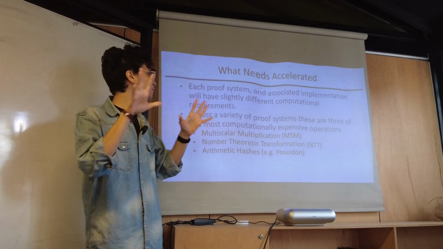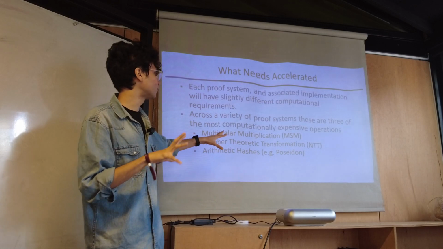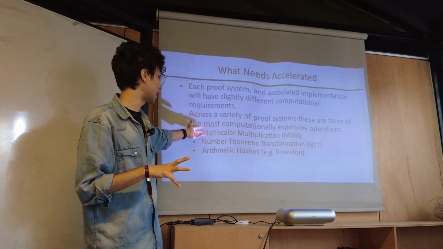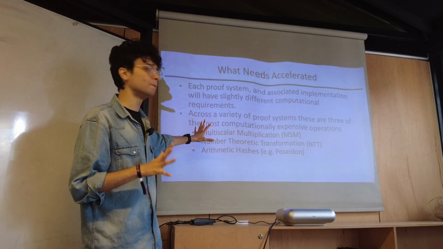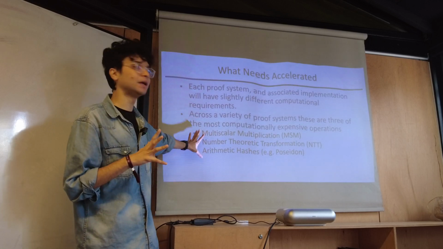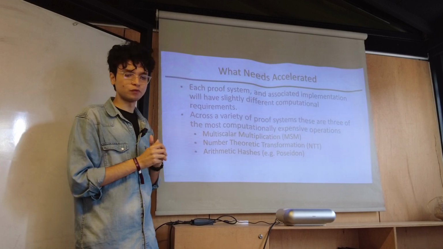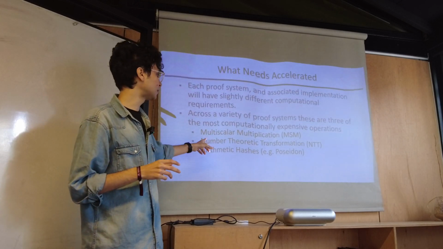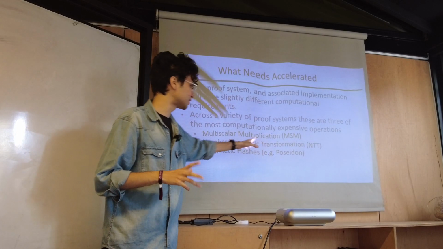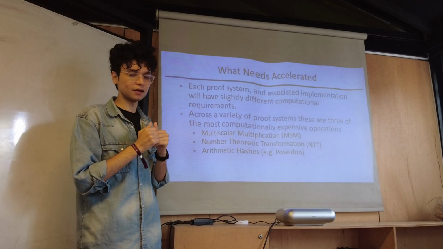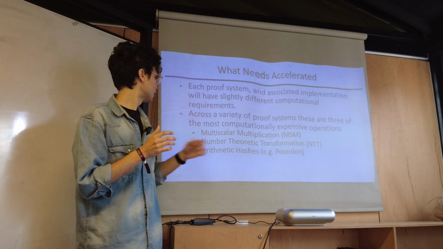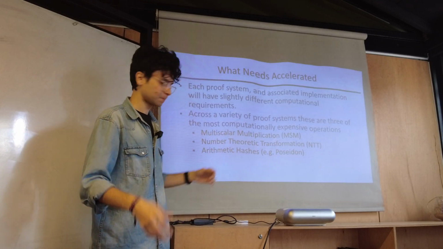So every ZK proof system today has some sort of flavors in these three aspects. It may not include all three, but majorly these are the three main bottlenecks when it comes to proof generation: the multiscalar multiplication, the NTT, which is basically FFTs that run over finite fields. It's called number theoretic transform, and the hashing.